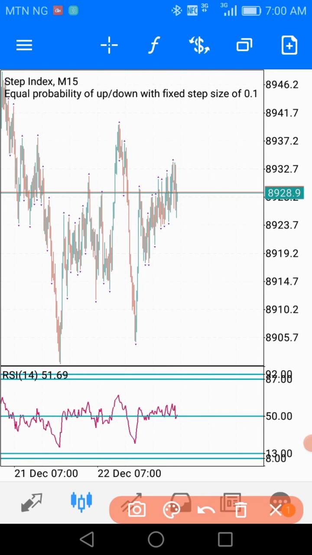Now we're going to be starting with regular bearish divergence. The regular bearish divergence appears in an uptrend where the price is making a series of higher highs, and then the indicator is making a series of lower highs.